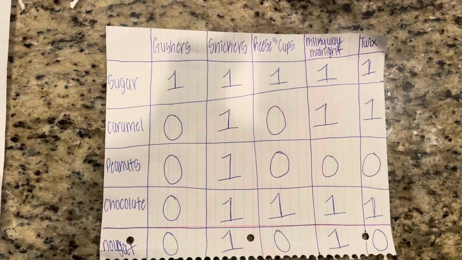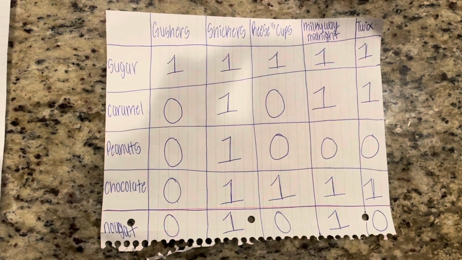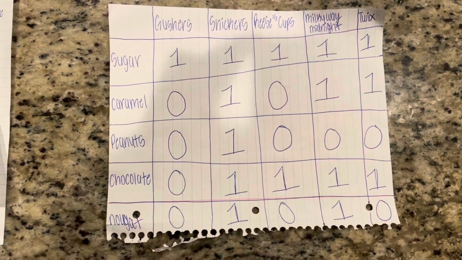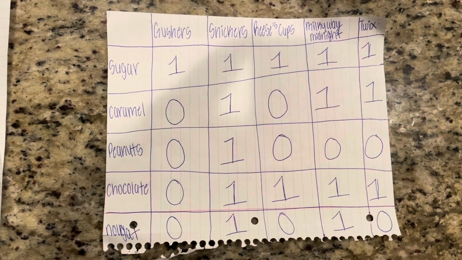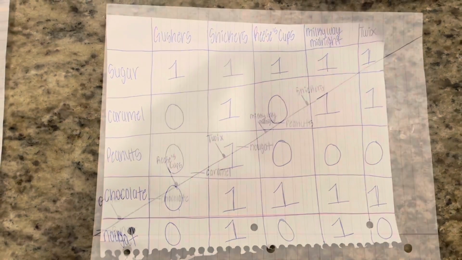When we add up all the traits for Gushers together, it equals 1. Snickers together equals 5. Reese's Cups is 2. Milky Way Midnight is 4. And Twix is 3, which is going to help us later on to make our cladogram.